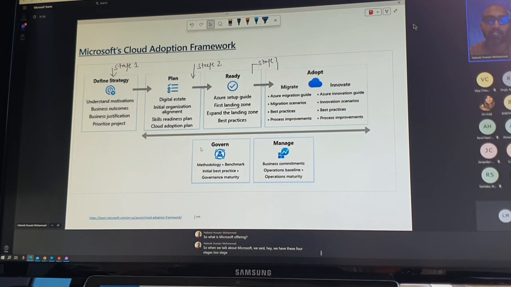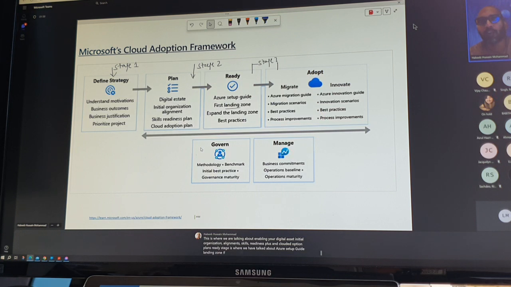Stage one is your assessment, where you're going to define your strategy, understand the business motivations, provide justifications, understand how you want to prioritize this project. Stage two is where you're going to start building your blueprints. This is where we are talking about enabling your digital estate, initial organization alignment, skills readiness plans, and cloud adoption plans. Ready stage is where we have talked about Azure setup guide, landing zone.